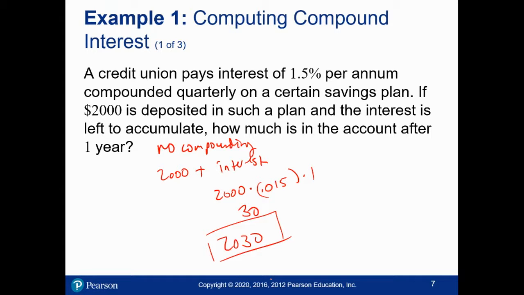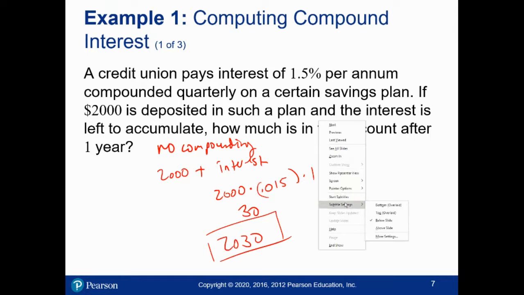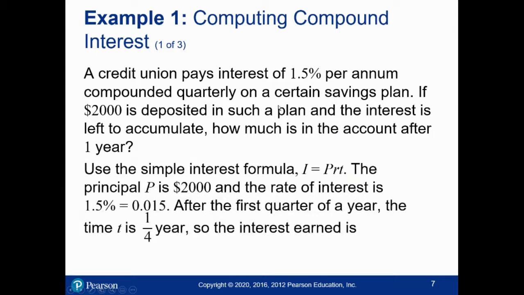However, what's going to happen is I'm going to get paid some interest after 3 months. 3 months later, I'm going to get interest not just on the money I put in, the 2,000, but also the interest I've already earned, and so forth. So we're going to end up with an answer that's bigger than 2,030. So let's see what it is. So we're going to use the simple interest formula, but we have to do it multiple times.